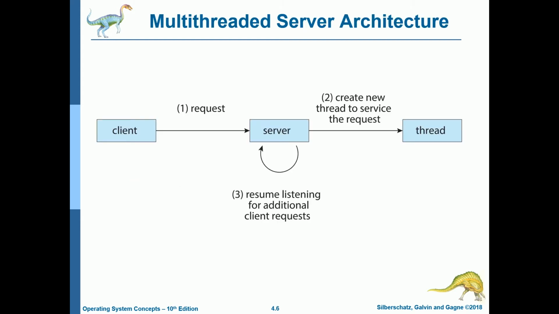In certain situations, a single application may be required to perform several similar tasks. For example, we have a web server that accepts client requests for a web page, images, sound, and so forth. Now, a busy web server may have several, perhaps thousands, of clients concurrently accessing it. If the web server ran as a traditional single-threaded process, it would be able to service only one client at a time, and a client might have to wait for a very long time for its request to be serviced.